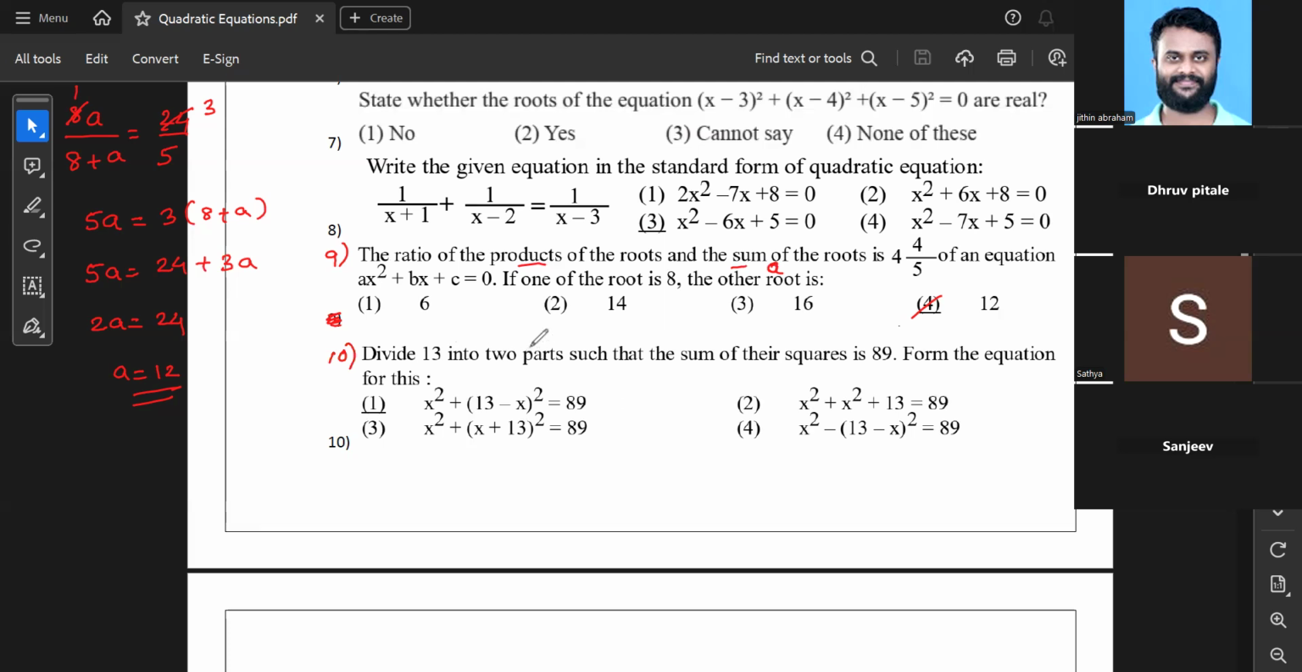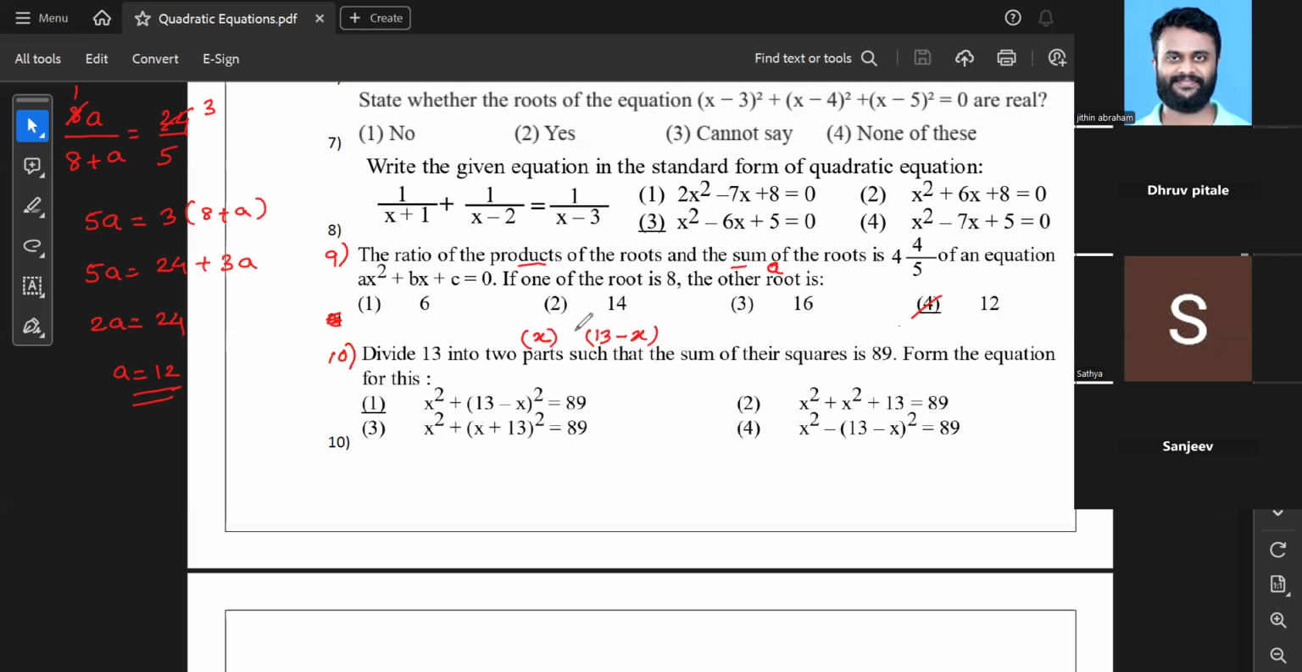So dividing into two parts, let me call the first part x. If the first part is x, the next part is whatever is left from 13. So the next part will be 13 minus x. This is the first part and that is the other part.